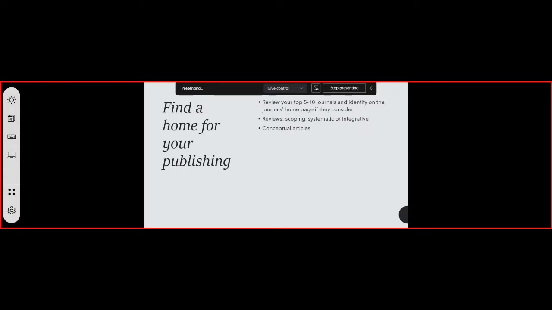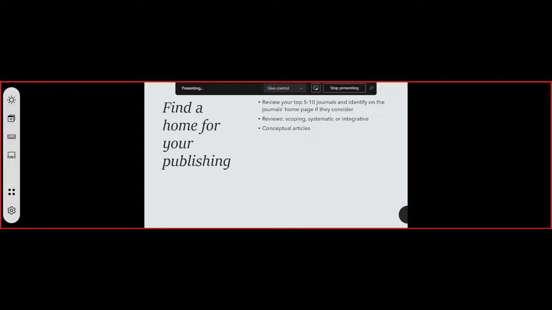So review again the 5 top journals that you identified in your field and identify on the journal's home page if they consider the following. Do they consider reviews, either scoping, systematic or integrative reviews? I can tell you now that journals won't accept just a narrative descriptive review. It would need to be either scoping, systematic or integrative, also depending on your field.